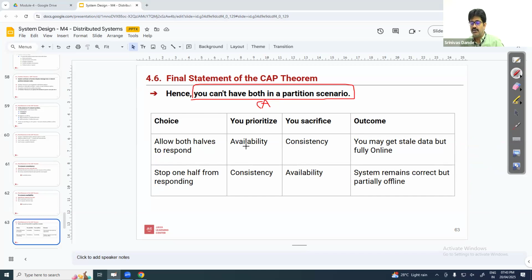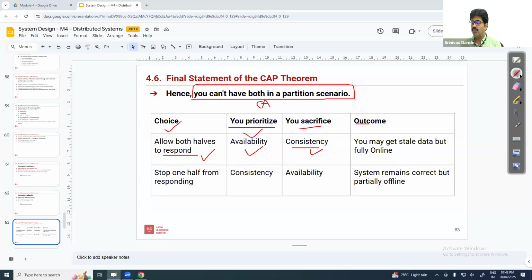So, see again, it is your choice now. This is how we make a trade-off. You choose, you have options. What do you want? Allow both halves to respond, meaning allow both A and B to respond quickly. When you want them to respond quickly, I want availability. My priority is availability, which means allow both to respond. In that case, you are sacrificing consistency. Your priority is availability, so you sacrifice the consistency.